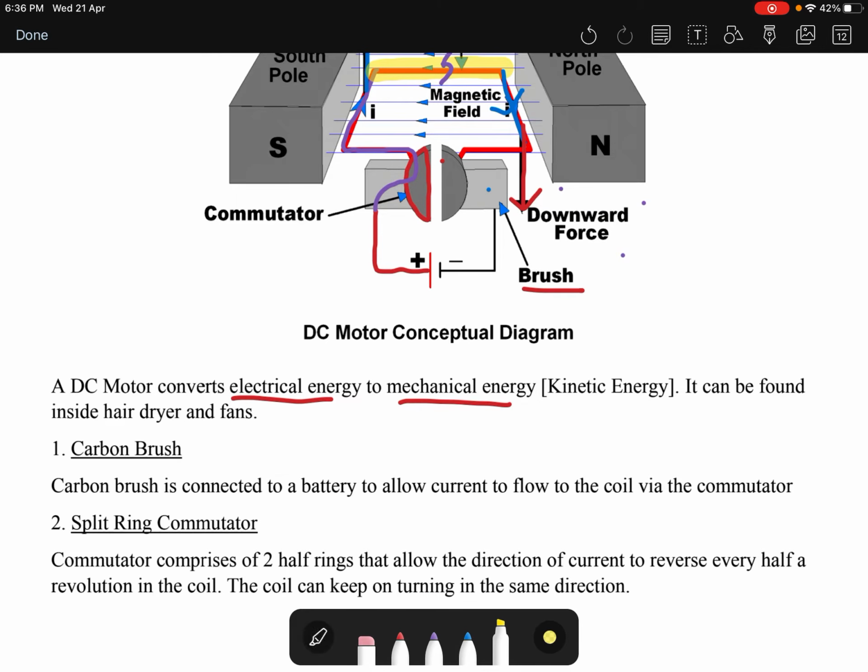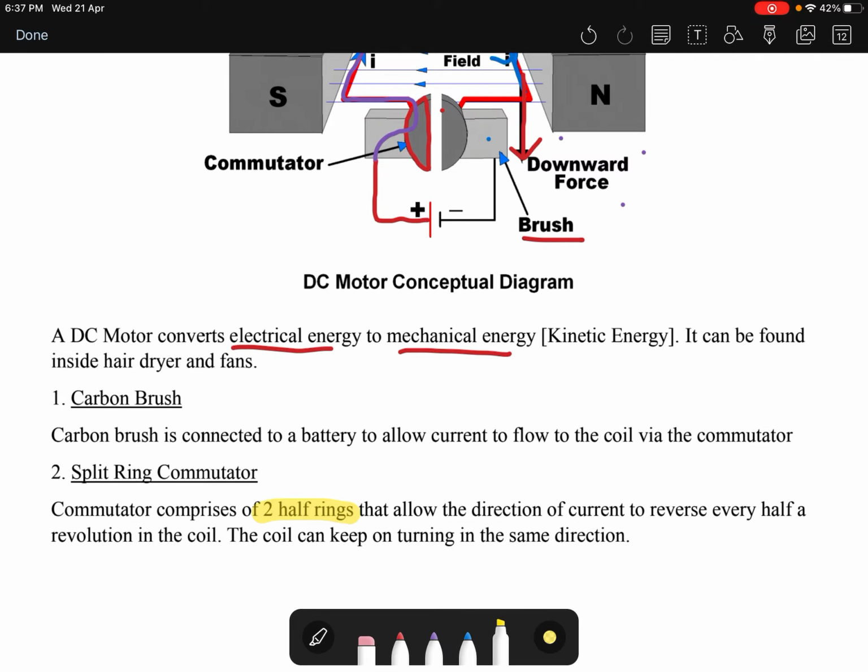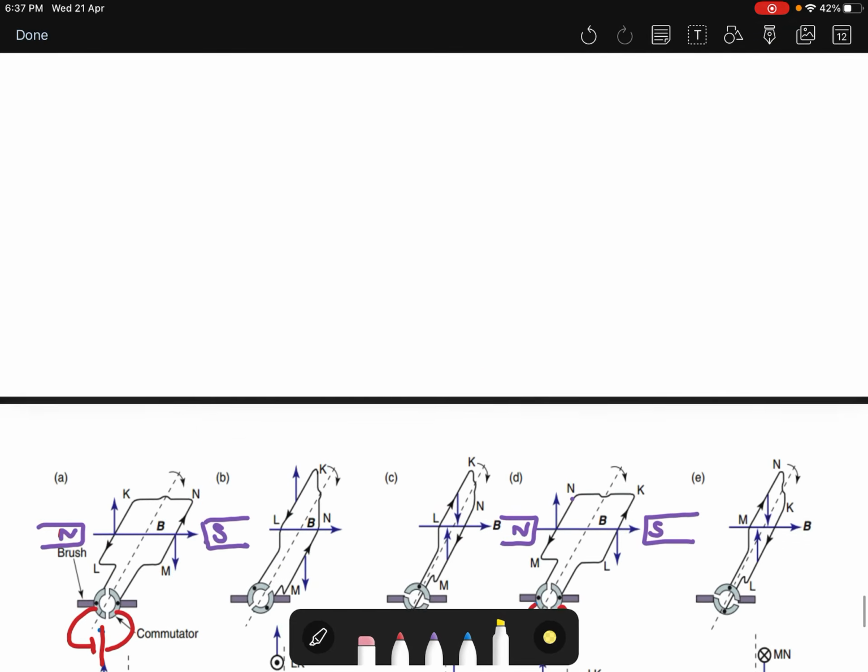So the carbon brush is connected to a battery so that current can flow to the coil via the commutator. This split ring commutator comprises two half rings that allow the direction of current to reverse every half a revolution in the coil. Why is the reversal of current important? Because I want the coil to keep on turning in the same particular direction, right?